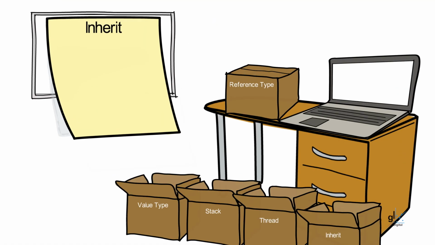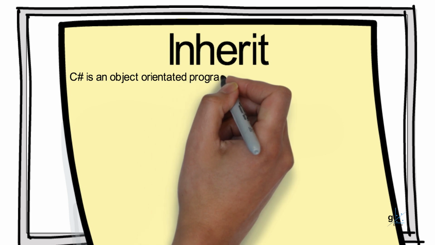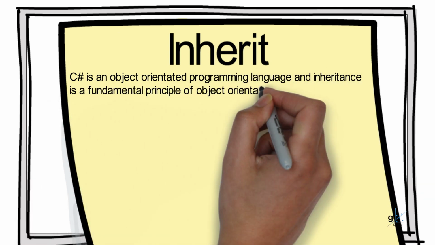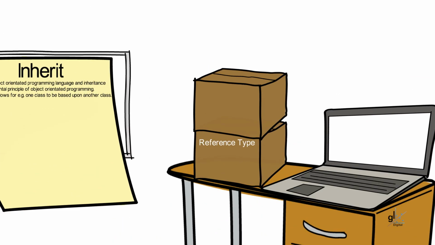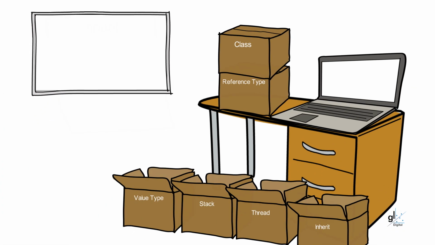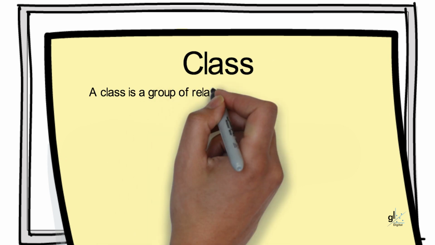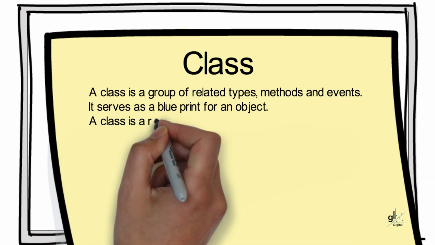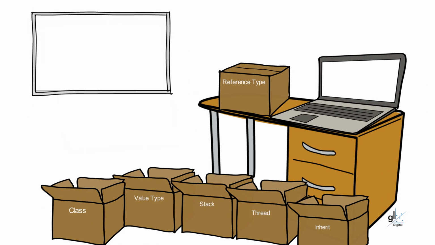Inherit. C# is an object-oriented programming language, and inheritance is a fundamental principle of object-oriented programming. Inheritance allows, for example, one class, and let's push class onto the terminology stack, to be based upon another class. Class. A class is a group of related types, methods, and events. It serves as a blueprint for an object. A class is a reference type. The new keyword is used to create an object from a class.